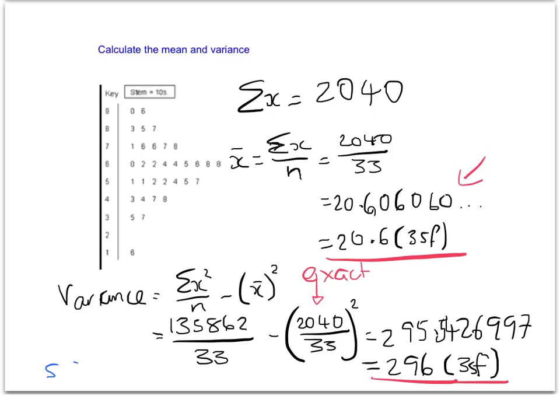If you did want the standard deviation, it would be the square root of this number, not the reduced number. So you would go back to your full version and do the square root of that, and then you would do all the calculated display, and then 3 significant figures would be 17.2. That's if you did want standard deviation for square root of variance.